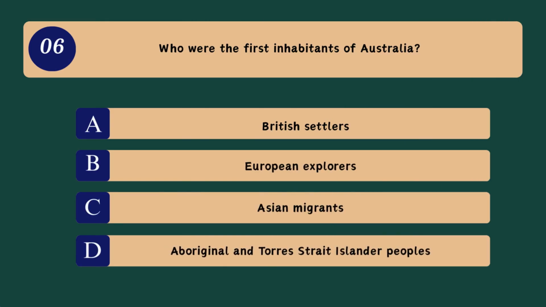Question 6. Who were the first inhabitants of Australia? A. British settlers. B. European explorers. C. Asian migrants. D. Aboriginal and Torres Strait Islander peoples.